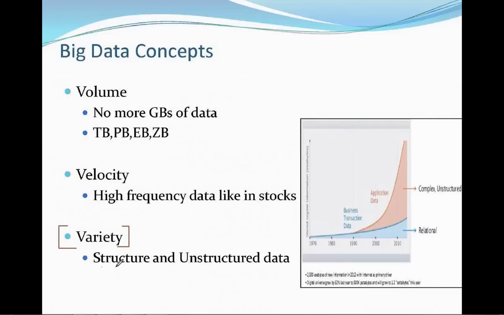Now the biggest USP of Hadoop is variety. You have structured as well as unstructured data, and you can do analytics on unstructured data also. It's not that you can only process structured data. You can do it on unstructured data too, like emails.